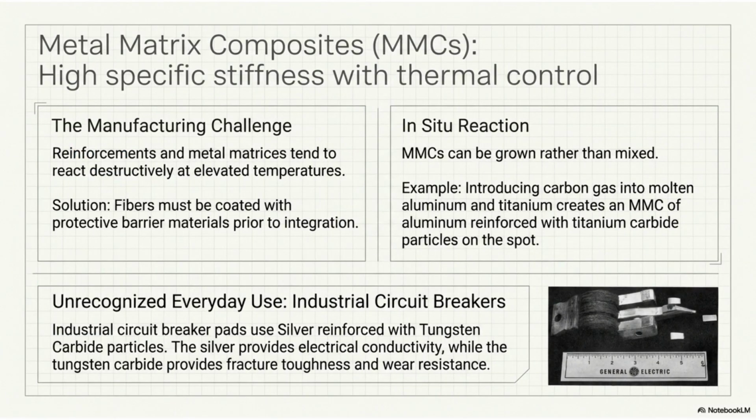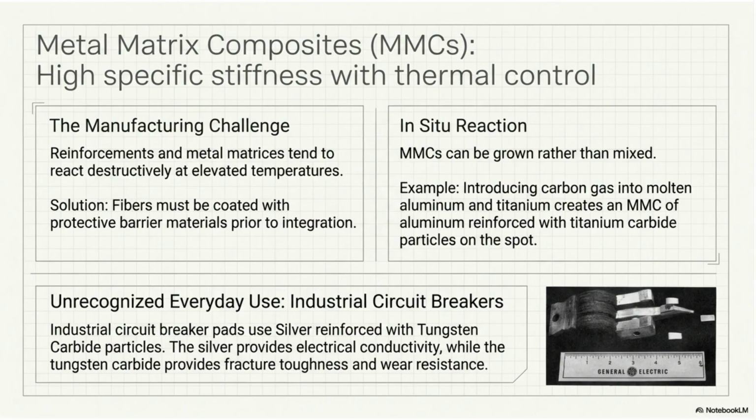Metal matrix composites, or MMCs, provide high specific stiffness with thermal control. A manufacturing challenge is that reinforcements and metal matrices react destructively at high temperatures, requiring protective fiber coatings. MMCs are used in industrial circuit breakers for electrical conductivity and wear resistance.